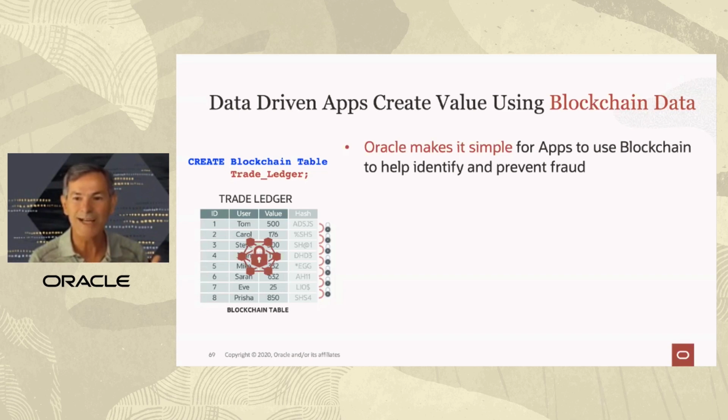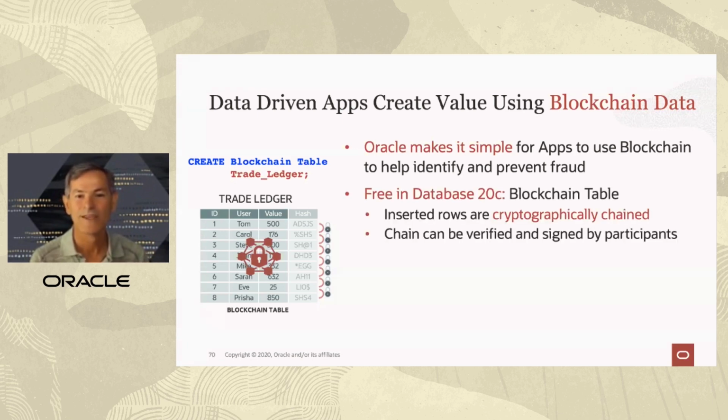Okay, blockchain. Blockchain is a very popular new data paradigm, and Oracle makes it very easy for apps to use these new blockchain technologies to help identify and prevent fraud. The way this works is that in Database 20C, we have a new type of table called a blockchain table. This looks a lot like a normal table, except as the rows are inserted into the blockchain table, they're cryptographically chained together, and this happens automatically. This cryptographic chain can be verified and signed by the participants to detect any kind of fraud.